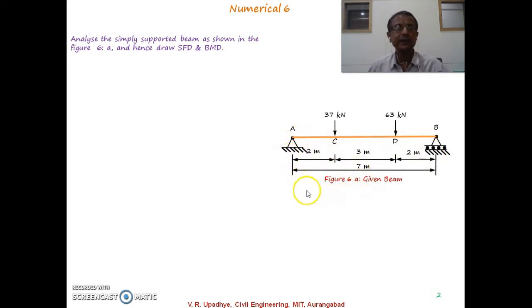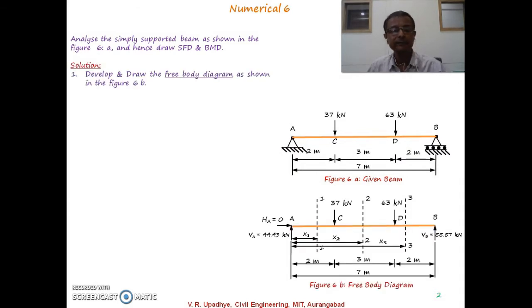As usual we need to calculate the reactions at the supports. So we will draw a free body diagram for this beam, and it will be something like this. At the hinge support it will have 2 reaction components, VA and HA. At B, as it is a roller support, it will have only 1 reaction perpendicular to the plane on which those rollers are kept. So we have VA, VB and HA.